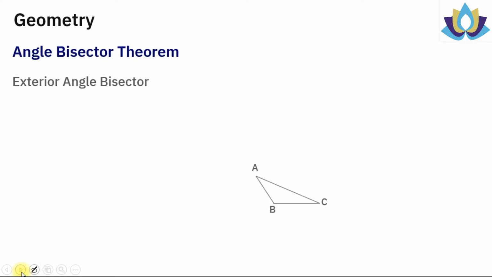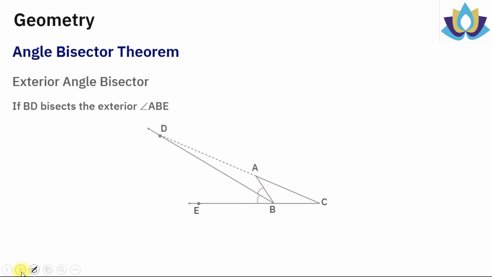So if this is your triangle ABC, then we can draw an exterior angle like this. Angle ABE can be called the exterior angle, and for angle ABE we have to draw an angle bisector. Let's say BD is the angle bisector. So for that, to find the intersection point, you have to add some length to that AC, or you have to extend AC, or you can call it CA.